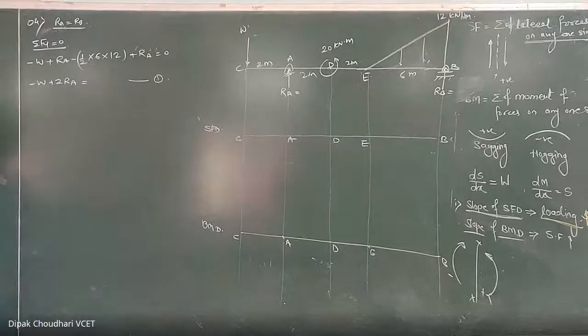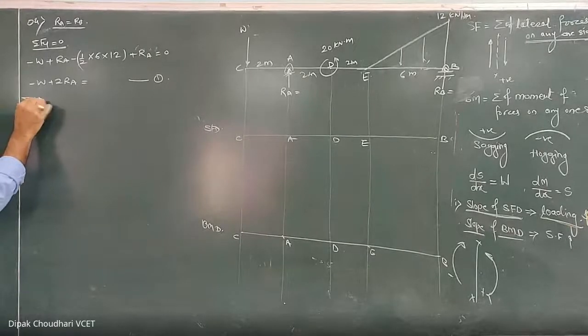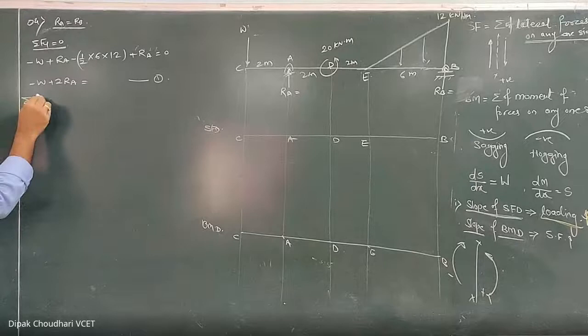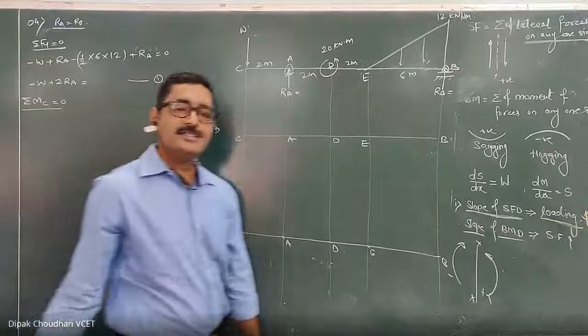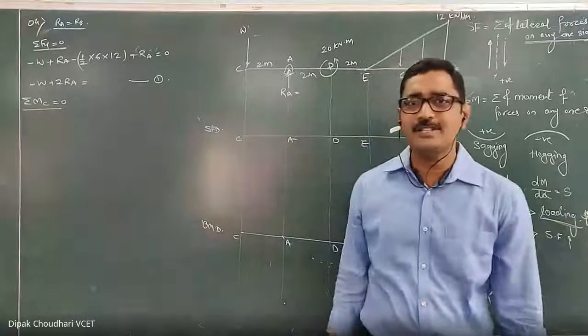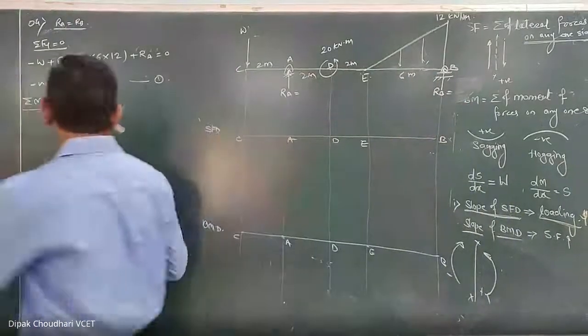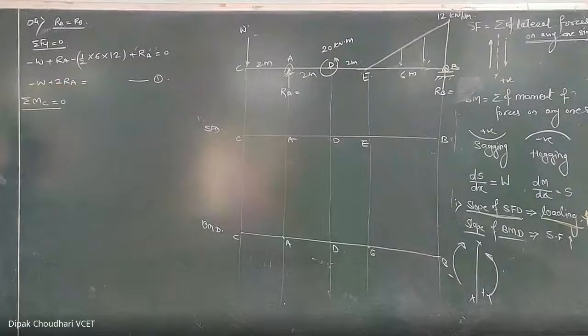Equation number 1. Then use the moment equation: the algebraic summation of the moment of all forces. Let at point C, you can take the moment anywhere when the system is in equilibrium. The summation of the moment of all forces about any point is equal to 0. You can take it at point C, you can take it at point A, doesn't make any difference.